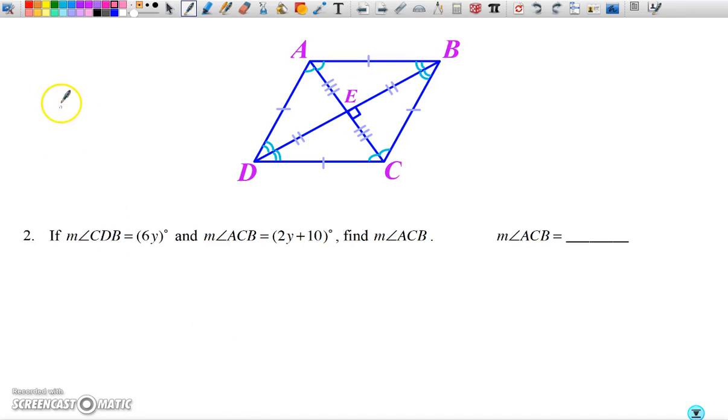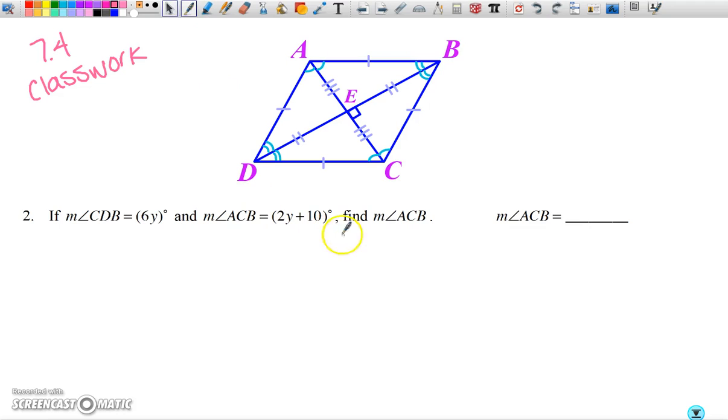The problems that I'm going to do in this video are coming from the 7.4 class worksheet that I gave you a couple of classes ago. So you don't have to recopy the problems, they're already on the paper. We had done this one in class, but a student had showed me a second way to look at this problem and I liked it better. It was less confusing than how I had originally approached it. So I'm going to go ahead and do it again for you.